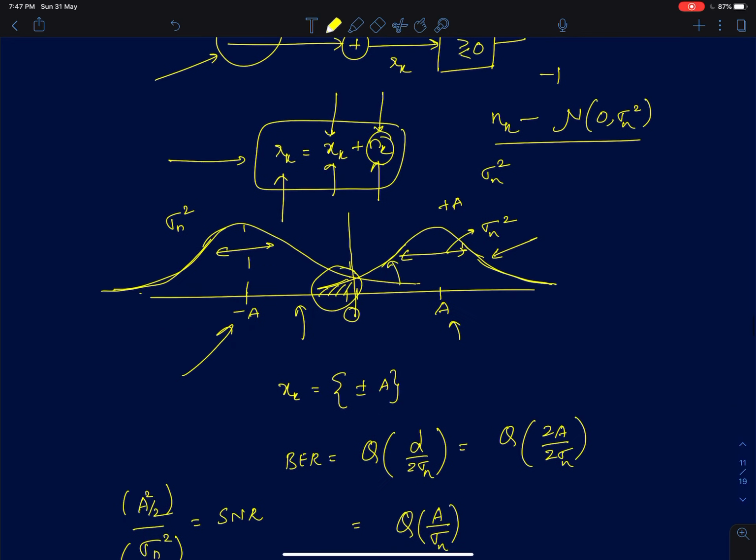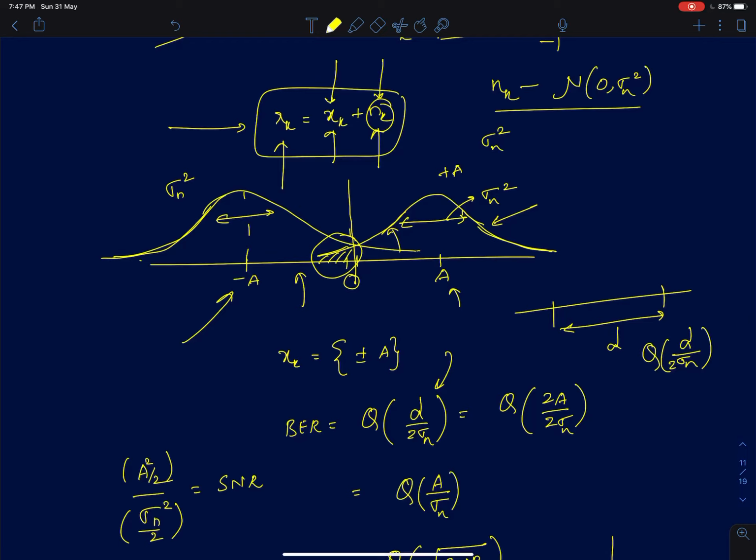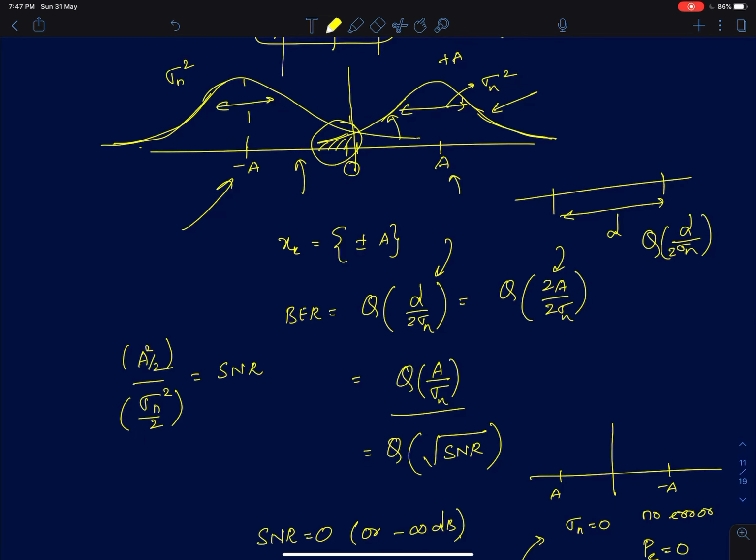And that we discussed in the previous lectures. That area is simply, where d is the distance between the two constellation points, q of d by 2 sigma n is the equation that you have to use. So your bit error rate is given by this. Now d here is 2a, the distance between plus a and minus a, divided by 2 sigma n, so you will be left with q of a by sigma n. For a passband communication system, I can write the signal power divided by the noise power as a square by 2 divided by sigma n square by 2. That can be expressed as your signal power divided by noise power, which is your SNR, and that is a square by sigma n square.